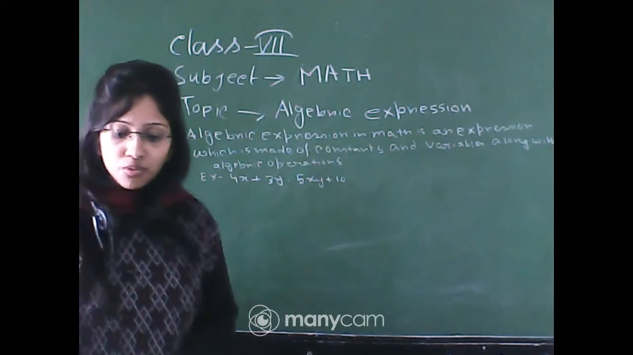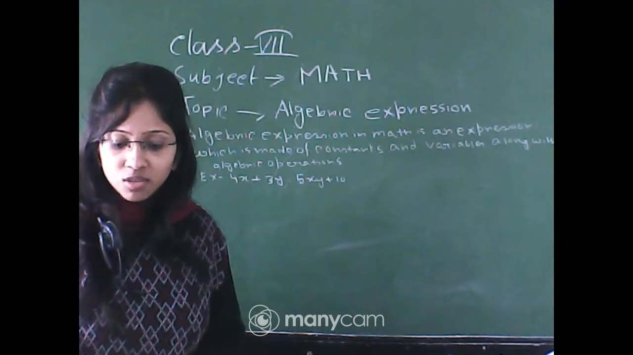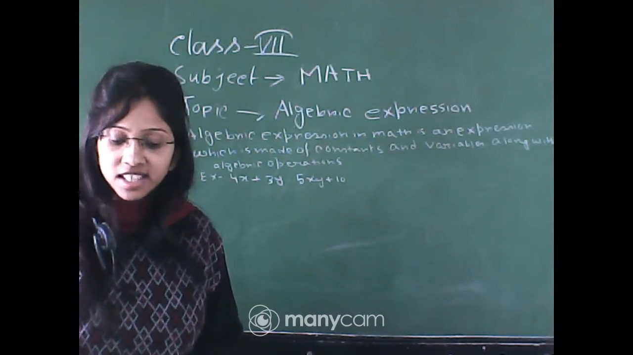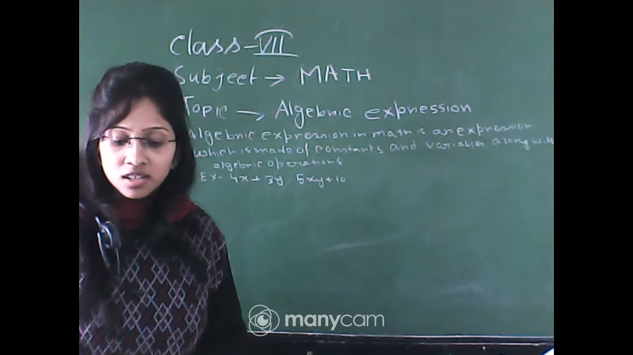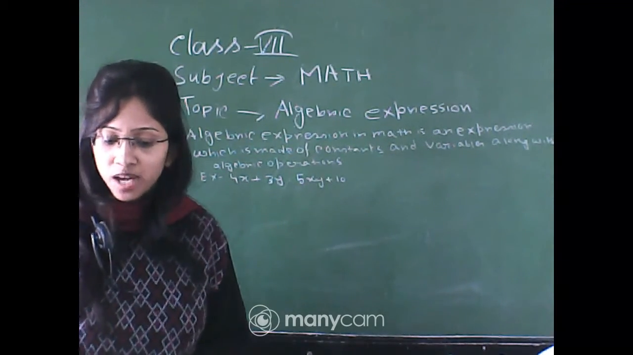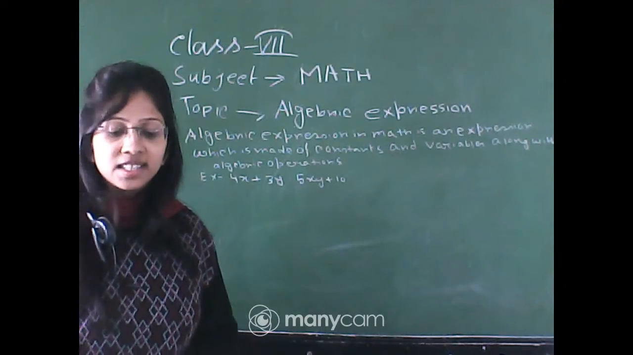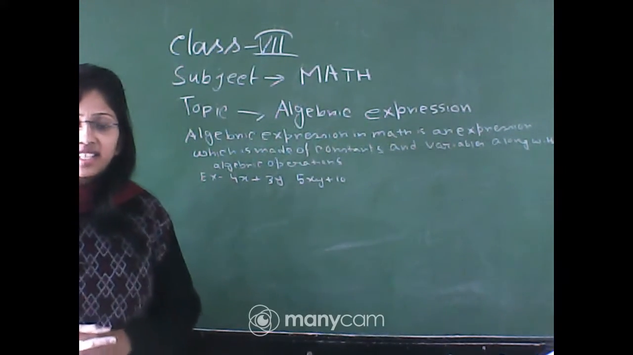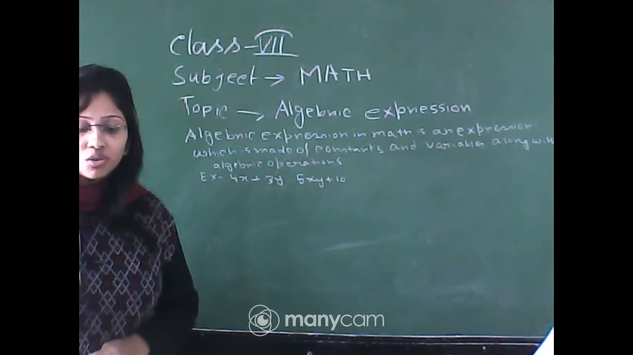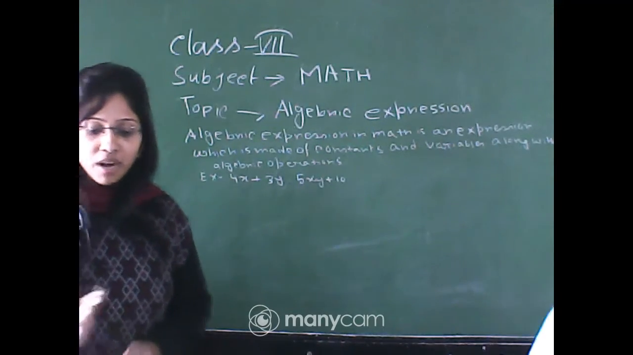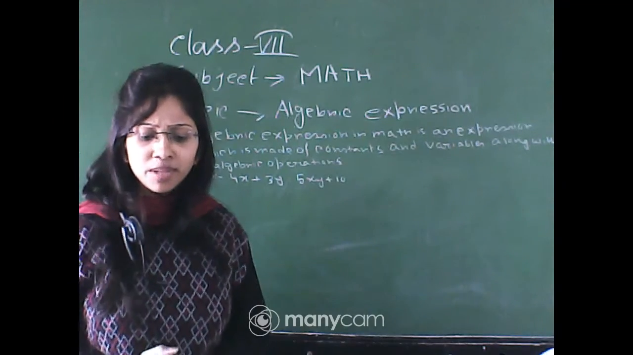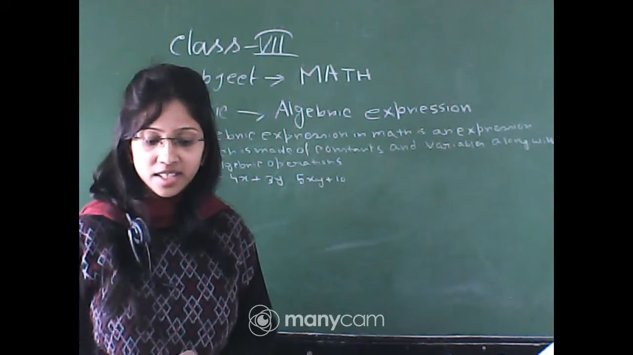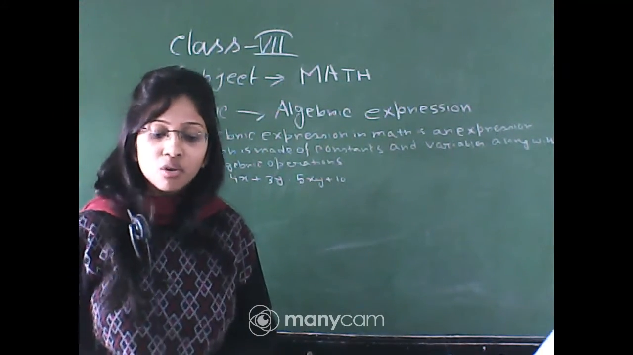Now, what is variable and constants? Variable can take various values. Its value is not fixed, but the constant has a fixed value. We use the letters x, y, z, l, m, n to denote the variables, but the constant has a fixed value. Examples of constants are 400, 5, 7, these all are constants.